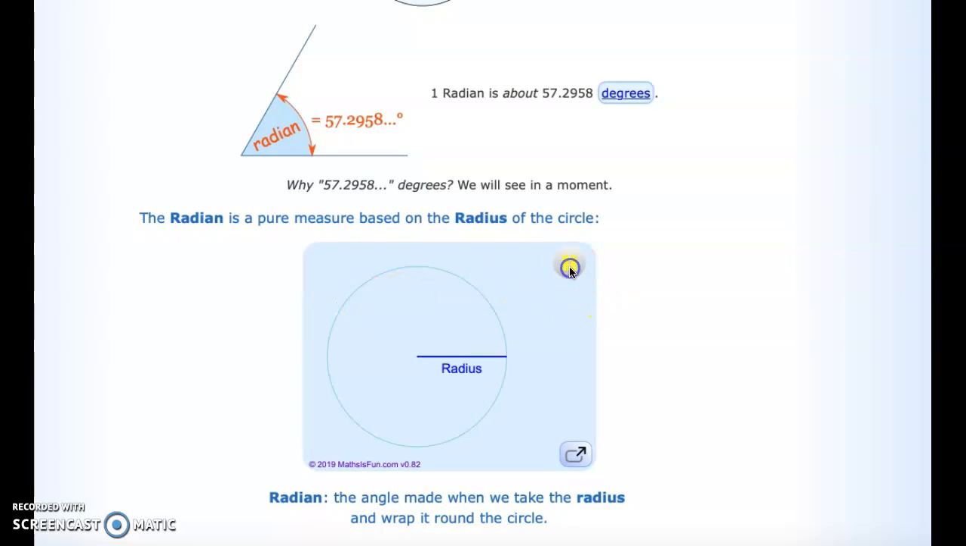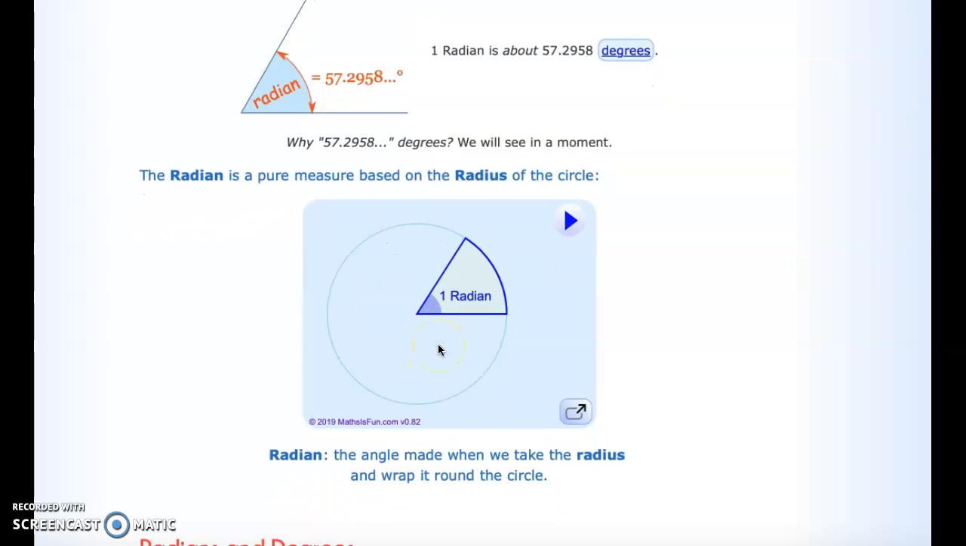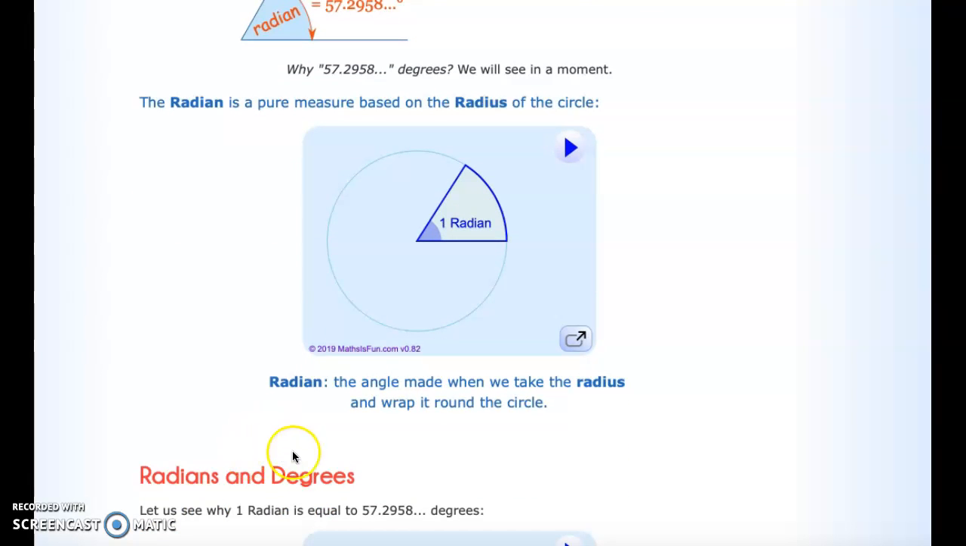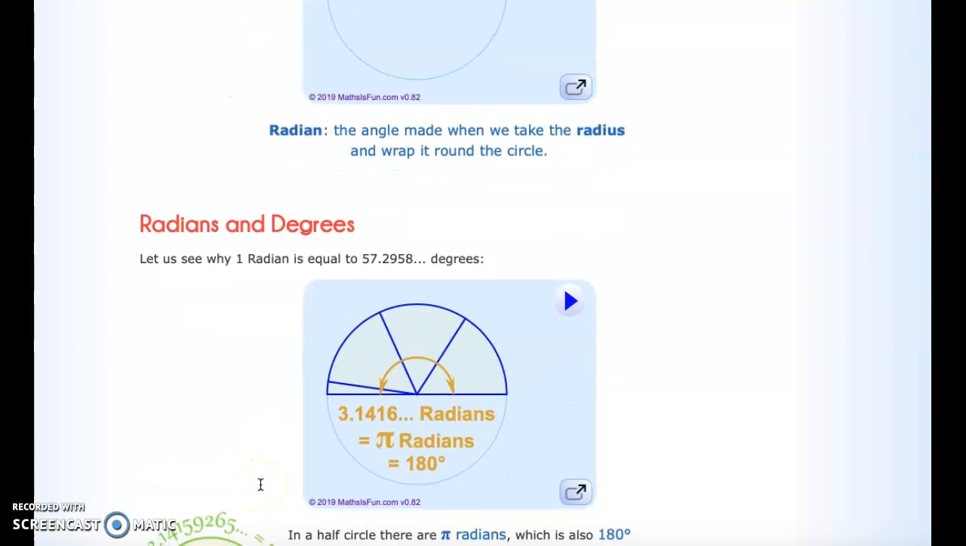So let's take a look at this visual. Here's my radius. When I wrap it around and create an arc, I have 1 radian. Okay, let's watch it again. Here's my radius. It's the same length of the arc. Obviously, here's another radius. 1 radian is created, okay? And I could go between radians and degrees.